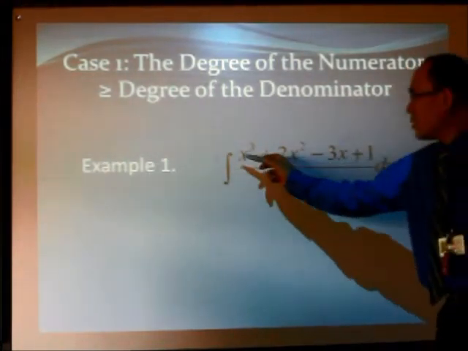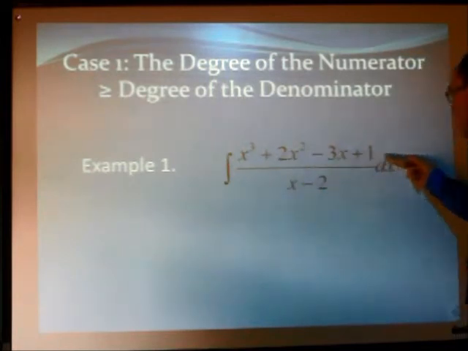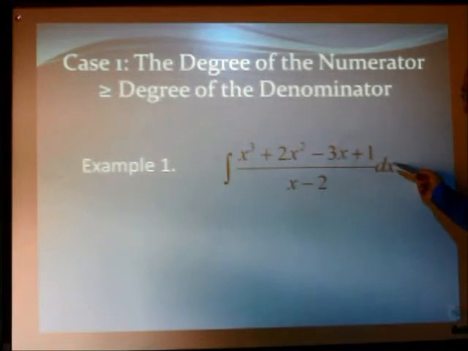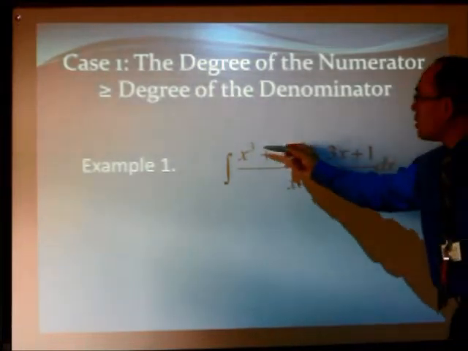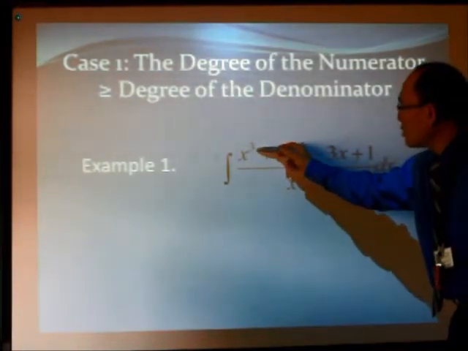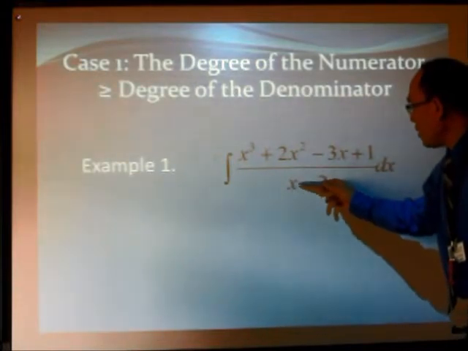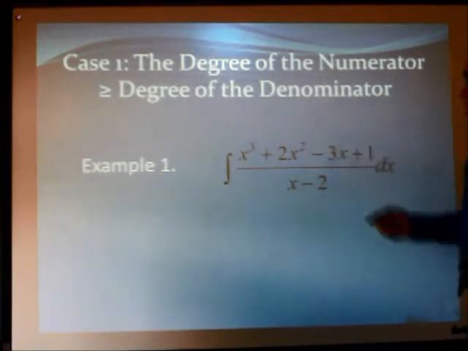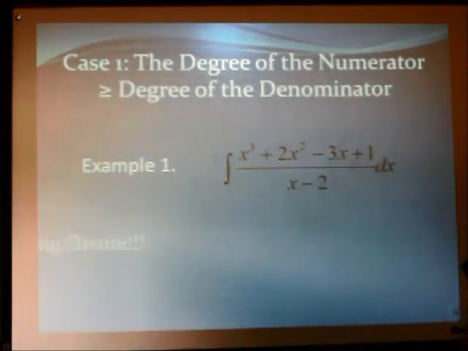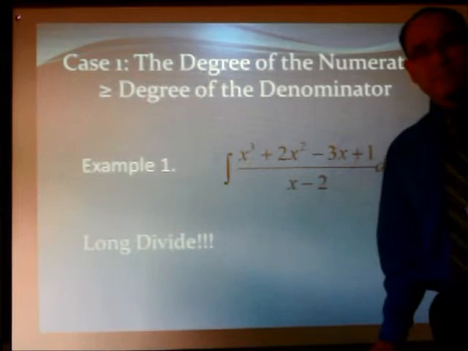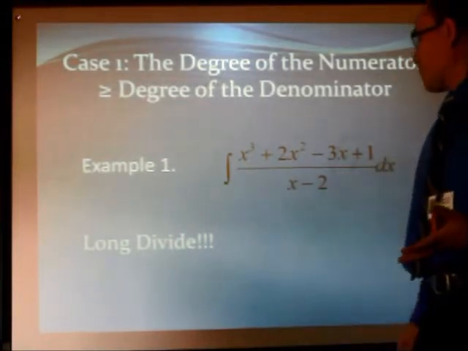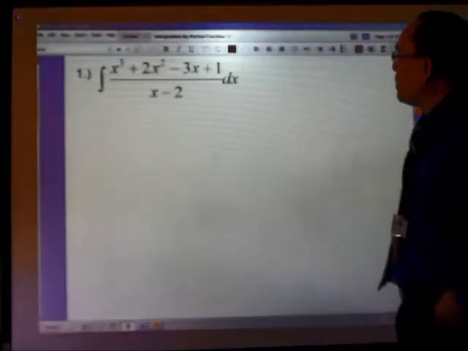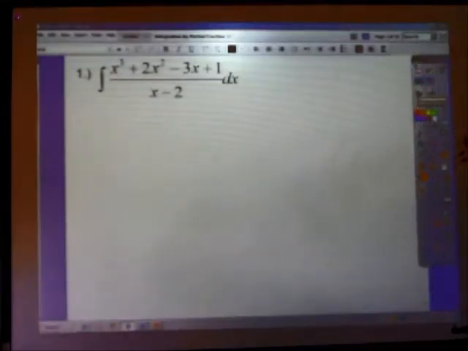We have here the integral of x cubed, and so on, divided by x minus 2 dx. Notice that the degree of the numerator is 3 and the degree of the denominator is just 1. So this falls under this case. So what shall we do? Long divide, or simply apply long division. How do we do the long division?